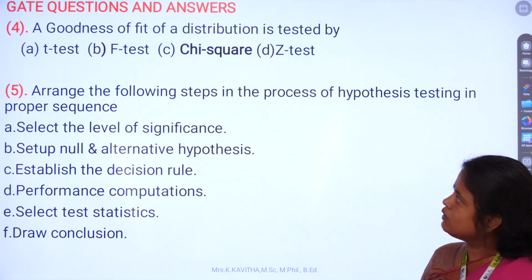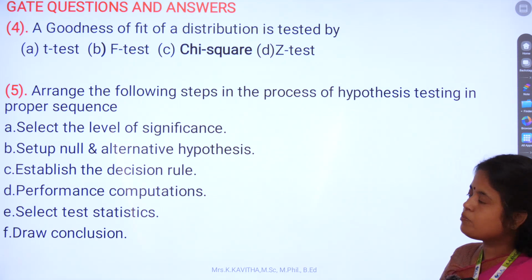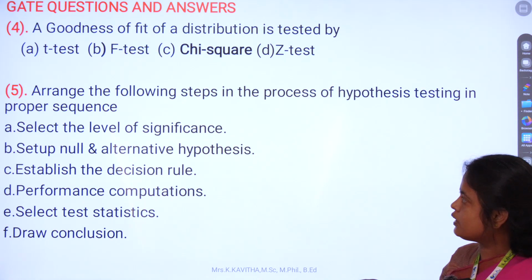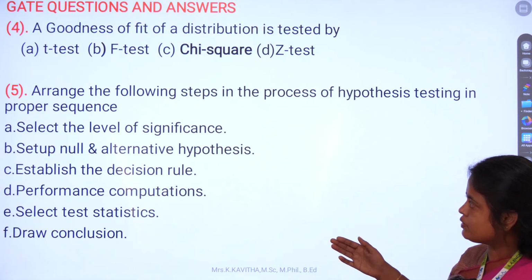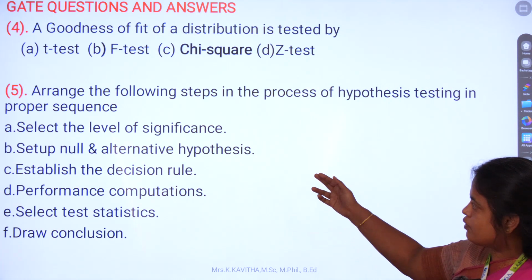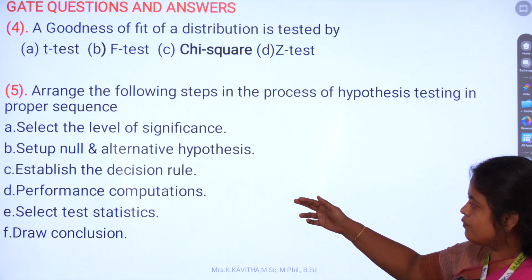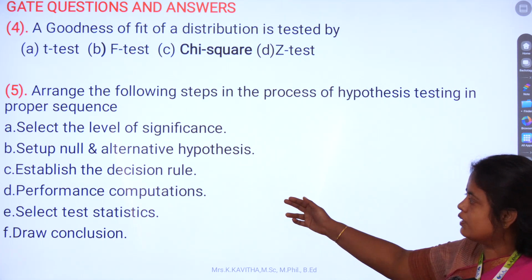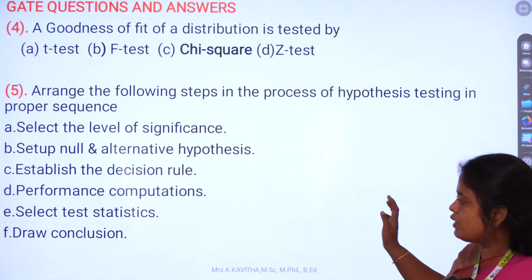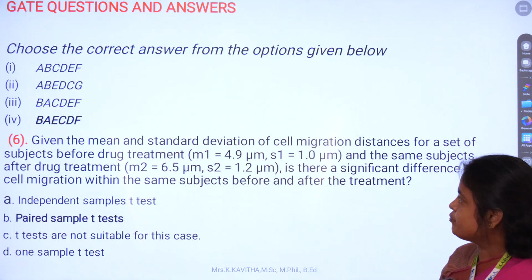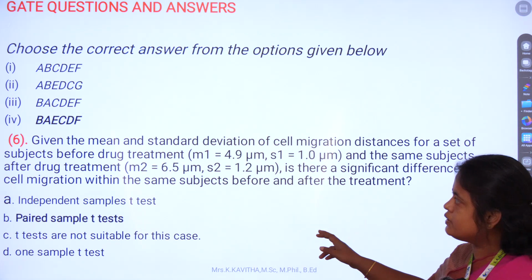The next question: a goodness of fit of a distribution is tested by chi-square test. Again the arrangement, the same arrangement we have already seen. First we set up the null and the alternative hypothesis, then we set the level of significance, then the test statistics, then perform computations, and finally draw the conclusions. BAECDF.